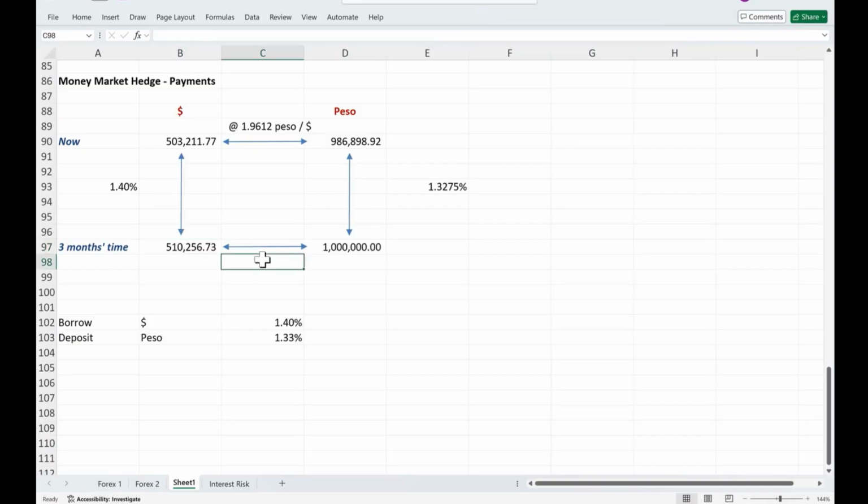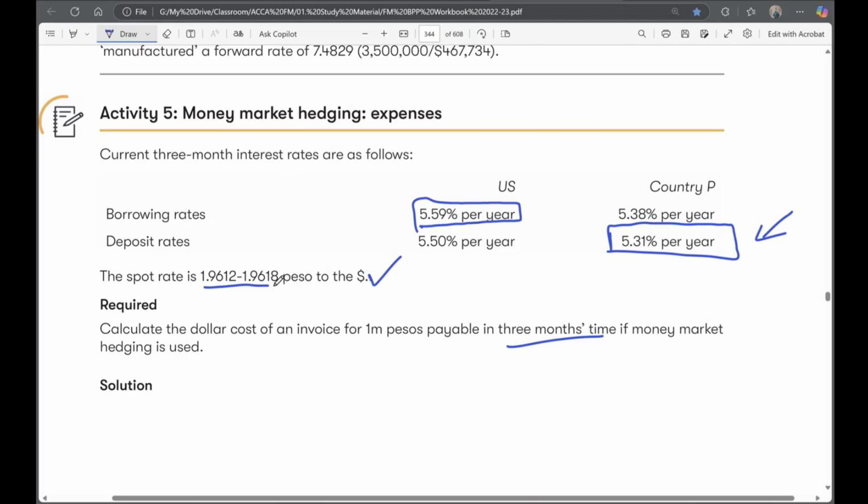So my effective exchange rate is peso over dollar. This is my peso divided by this is my dollar. I fix my exchange rate at 1.9598. That's the answer for it.